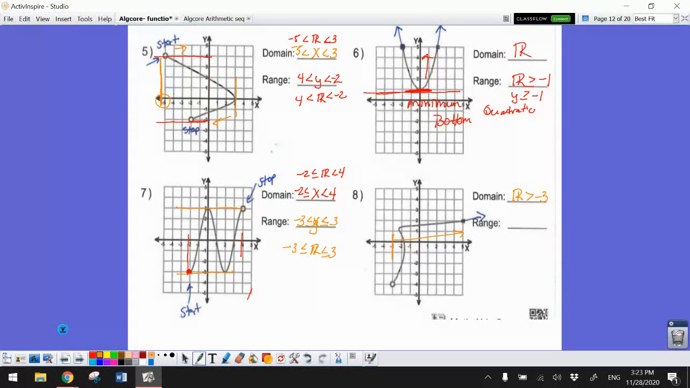All right, what about the range? Well, it's starting down here at 1, 2, 3, -4, but it is going up, and this is going to continue. So it's real numbers greater than -4 because it has a bottom. It's not going to go any lower than that -4.